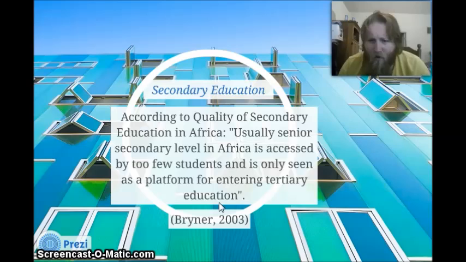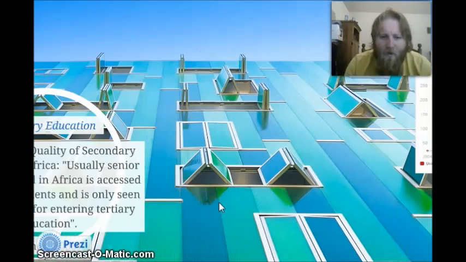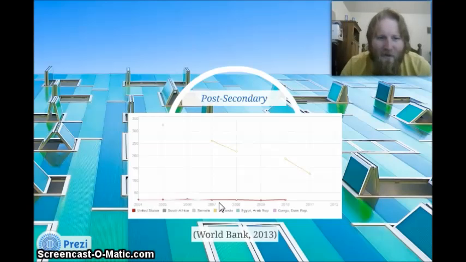And according to the quality of secondary education in Africa, usually senior secondary level in Africa is accessed by too few students and is only seen as a platform for entering tertiary education, which is post-secondary college and whatnot. So these kids are seeing their high school as essentially, well, if I want to go on to college and become a doctor or something, then I'll go to high school, which for us in America isn't the case.